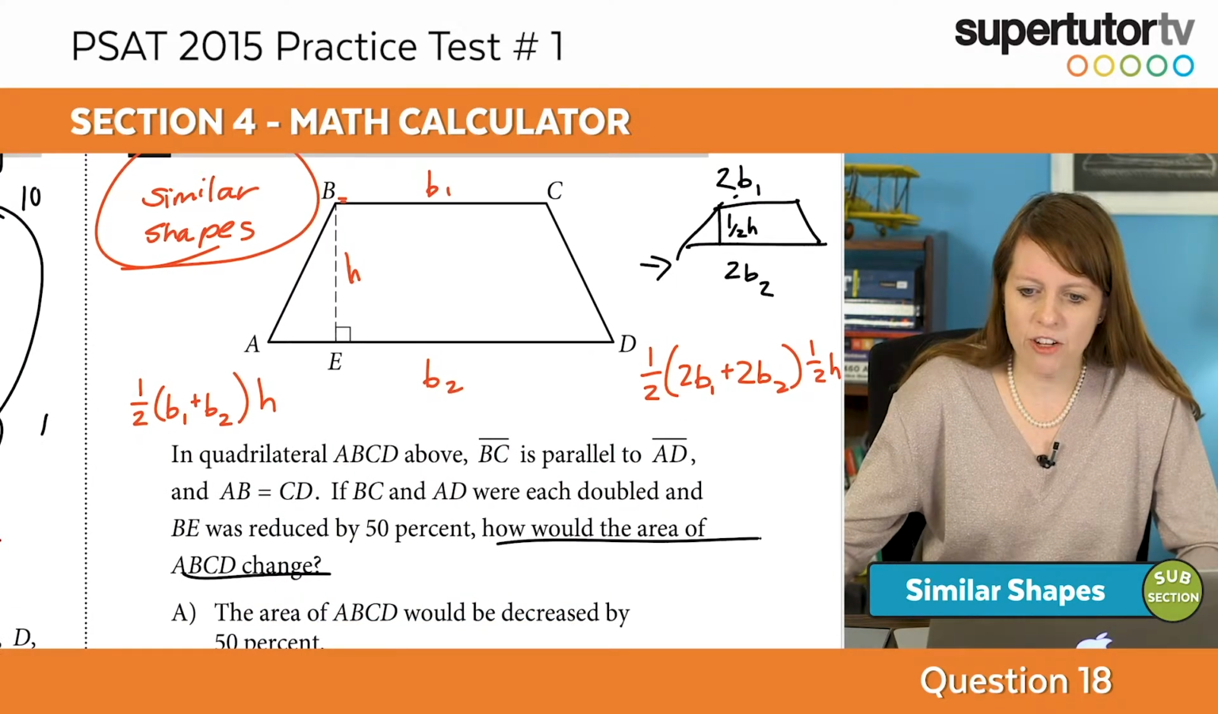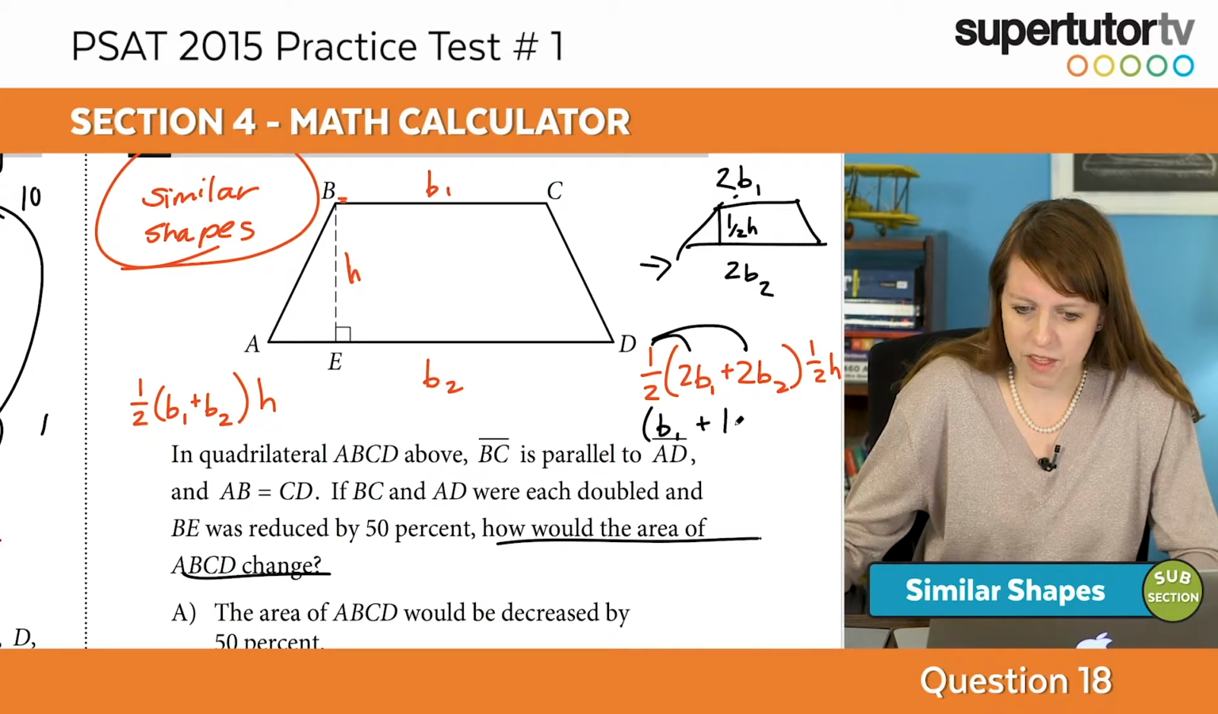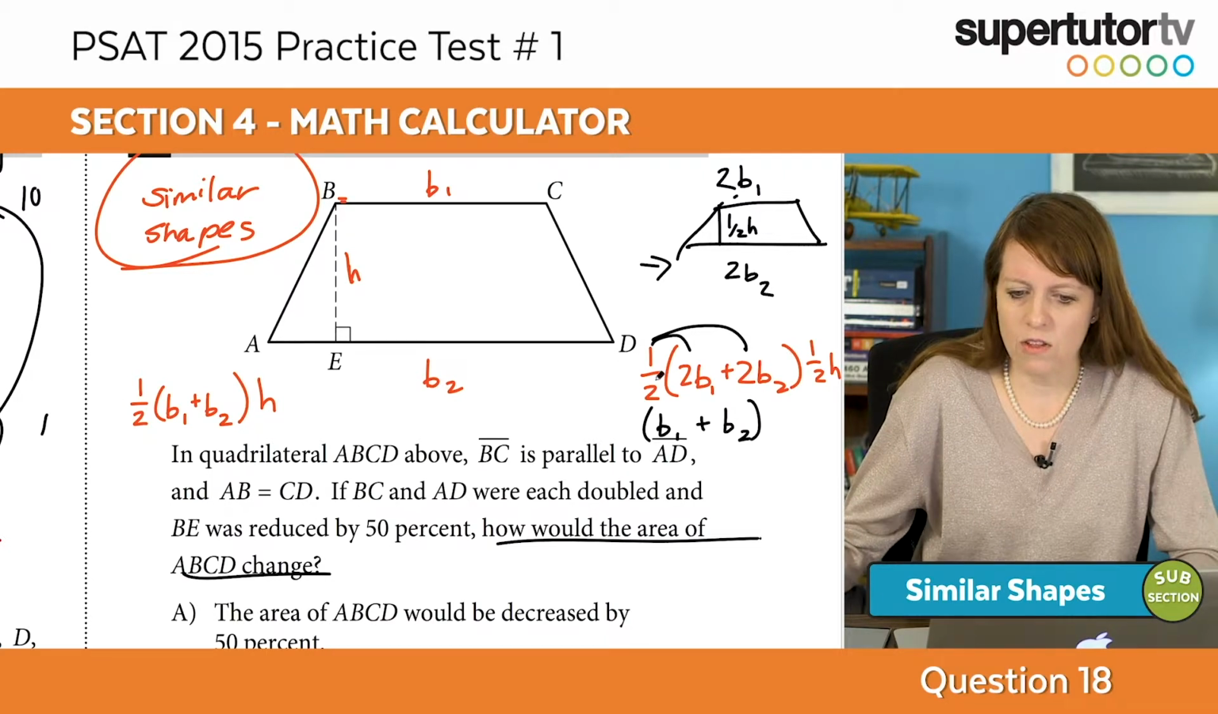So now I'm just going to use algebra and manipulations and simplify this out, right? I'm going to do 1/2 times this, 1/2 times this, and that gives me B1 plus B2. Oh, look, when I distribute that out, what happens? It totally goes away.